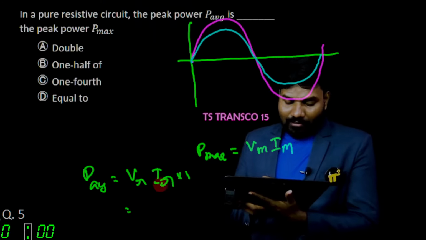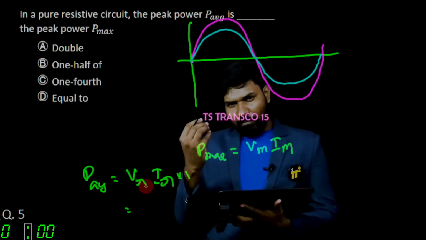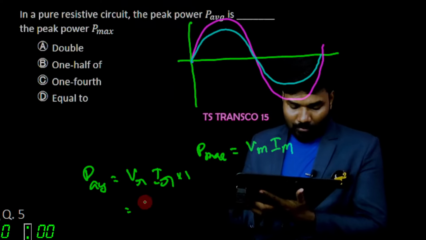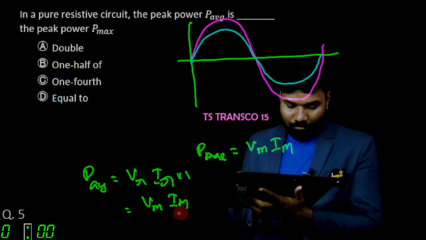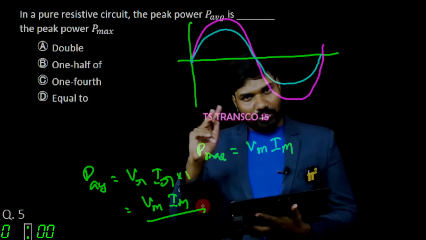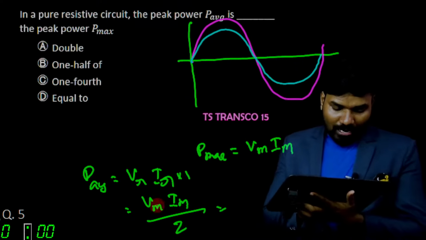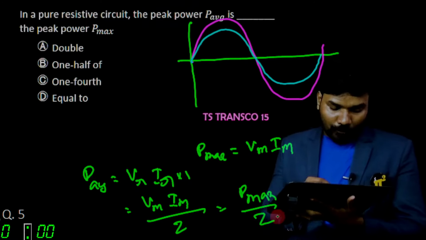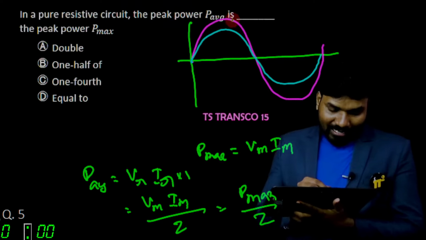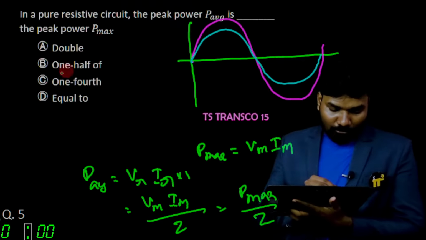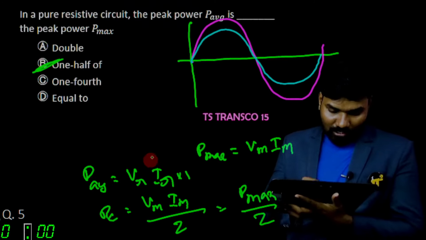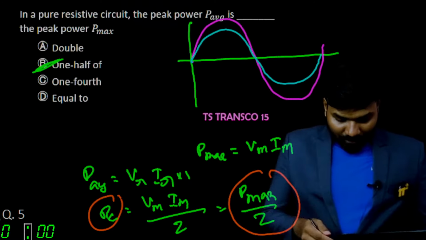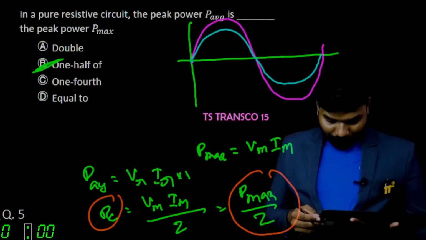Now, I can write VRMS as Vm by root 2 and IRMS as Im by root 2. So I'm writing this as Vm Im by root 2 into root 2, which is 2. And you know Vm into Im is Pm, the maximum power, divided by 2. So P average is 1/2 of the maximum power. That's what this relation is saying. I'm just talking about what the relation says.